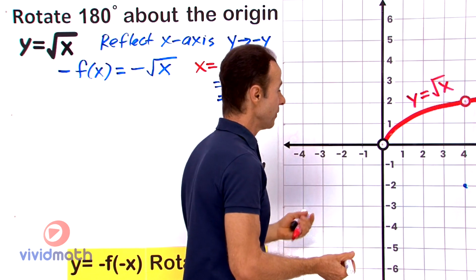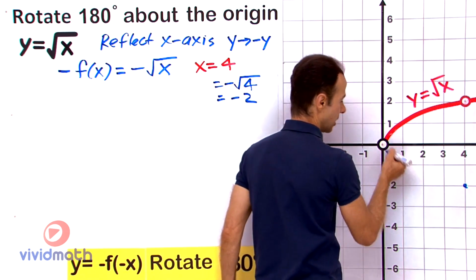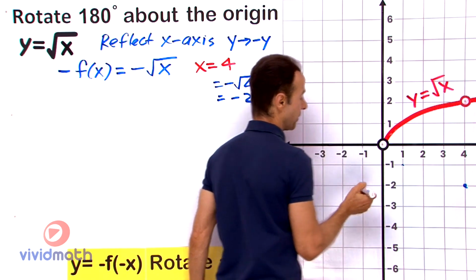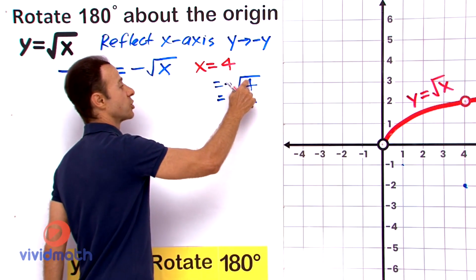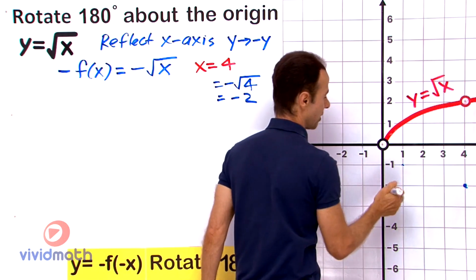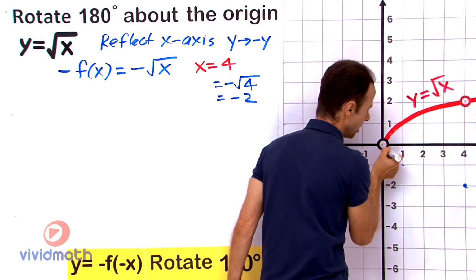So we can draw that curve in there. It starts at the origin, comes across at 1, 1, because if I substitute 1 in there, the square root of 1 is 1, negative 1. So yep, that's going to go down there. So let me just draw that in.